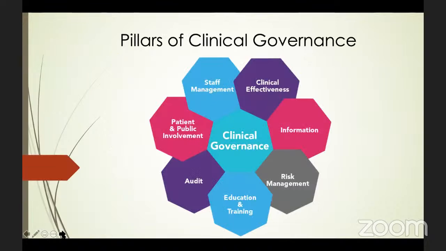So this slide over here shows the 7 pillars of clinical governance. It's clinical effectiveness, information, risk management, education and training, audit, patient and public involvement, as well as staff management.